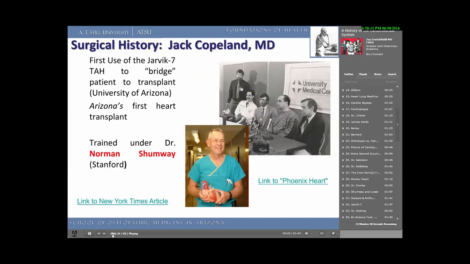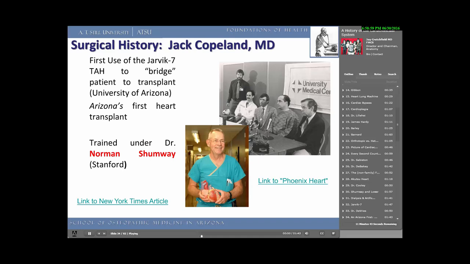Shortly afterwards, at the University of Arizona, Dr. Jack Copeland had a young 32-year-old patient who was dying from heart failure. Dr. Copeland did not have, at that time, a human donor and decided to use an artificial heart to bridge the patient. What ended up happening was Dr. Copeland used a heart which was actually designed at St. Luke's Hospital here in Phoenix with the help of another cardiac surgeon in Phoenix called by the name of Dr. Cecil Vaughn. Dr. Vaughn and Dr. Copeland, against FDA approval, inserted the Phoenix heart into this 32-year-old man as a temporary measure until he could actually get a human heart and get transplanted.